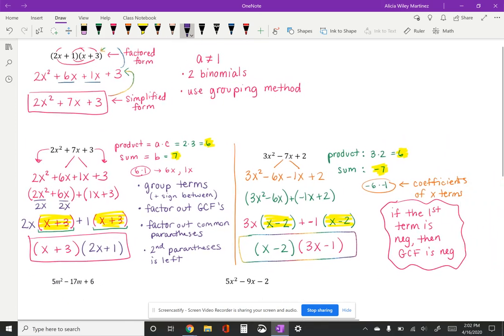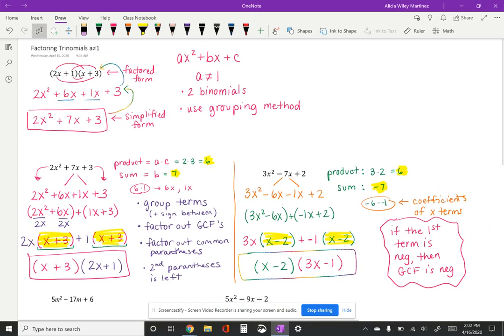Remember that I do have another method of doing these problems. If you want to check that out, you can. It's called factoring trinomials, a not equal to 1, guess and check. And you sort of get a choice of which one works best for you.